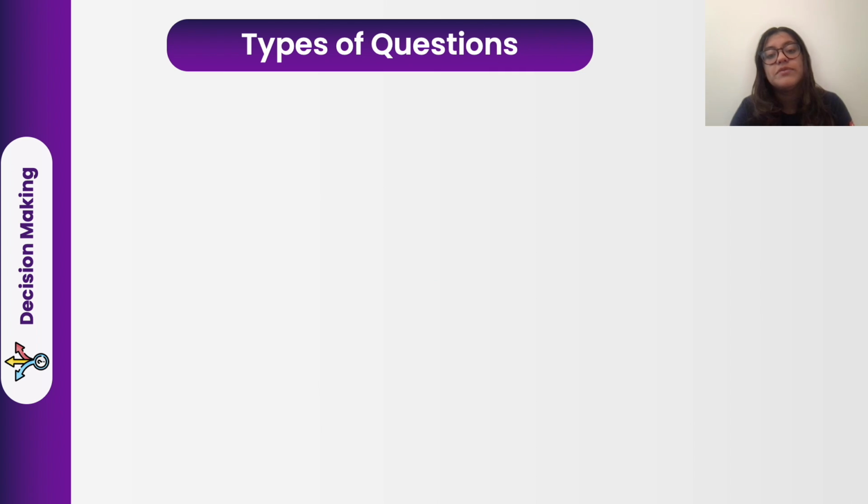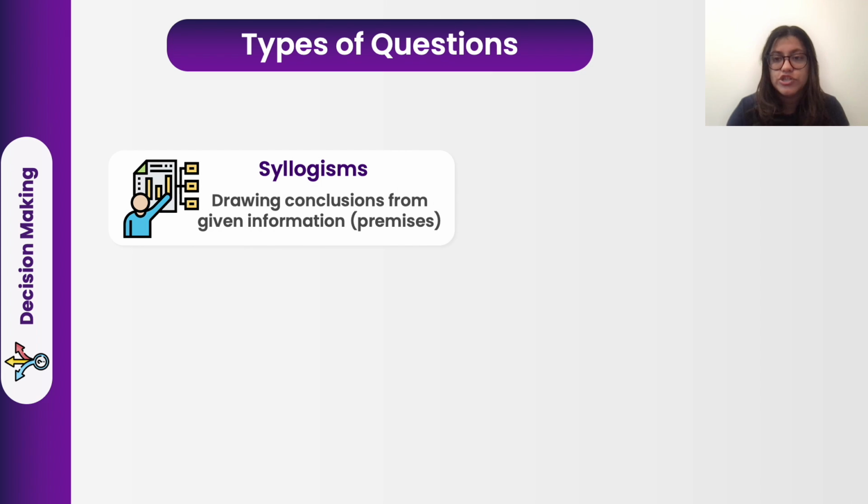Next, what are the types of questions that you will encounter during this section? Of course, there isn't an official list on the UCAT website, but we at the Aspiring Medics thought it effective to group the decision-making questions into these 4 categories. The first one is syllogisms, where you draw conclusions from given information. You're given some information called premises, and then you're asked questions about it. Is the conclusion true or false? Or they could ask you what the conclusion is in the first place.